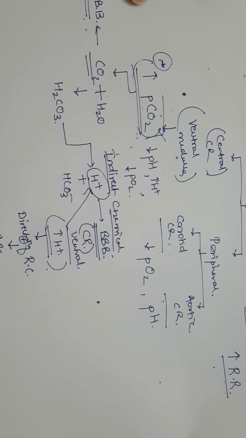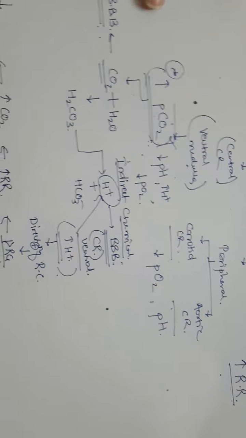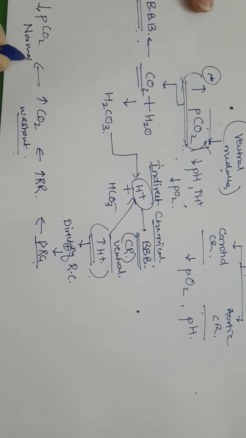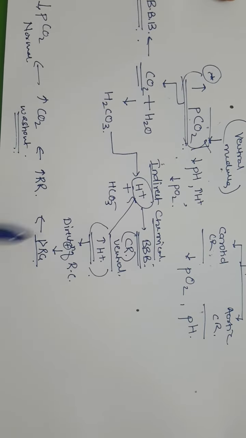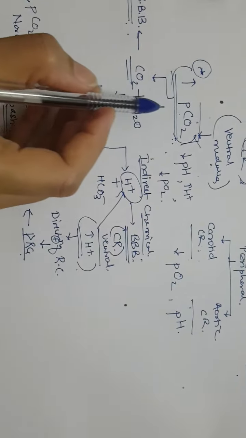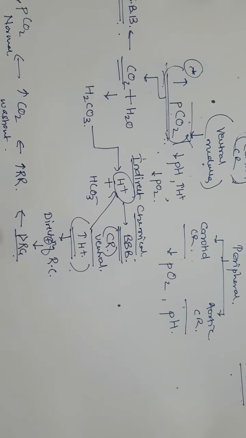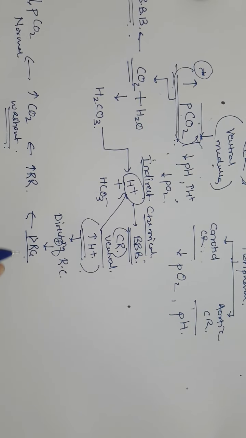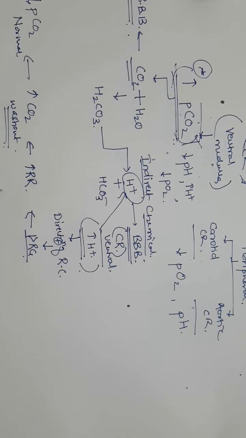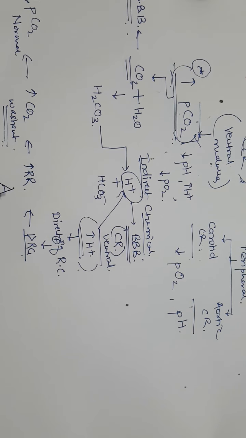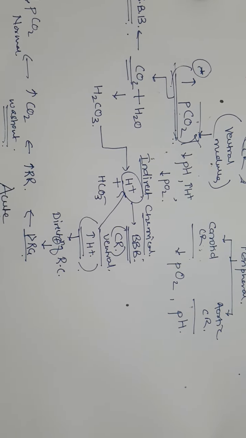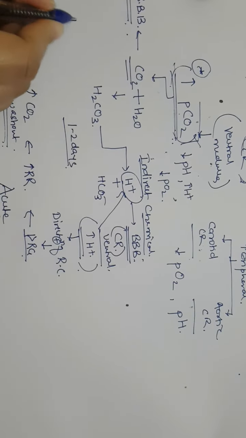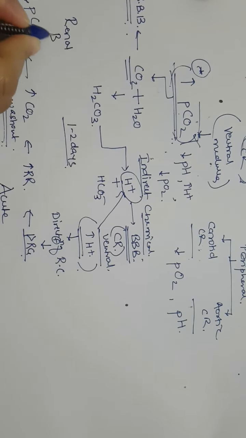So this will bring the PCO2 back to normal. Okay. So the central chemoreceptors act by this mechanism to correct increased PCO2. But this will remain for an acute period. Okay. Because after 1 or 2 days, the renal buffer system will get activated.